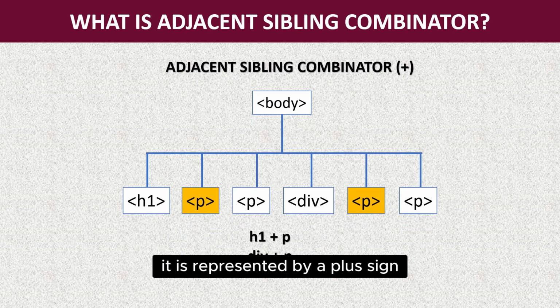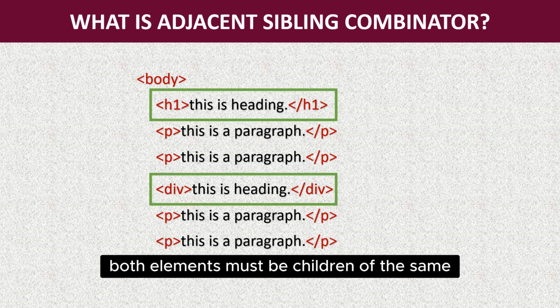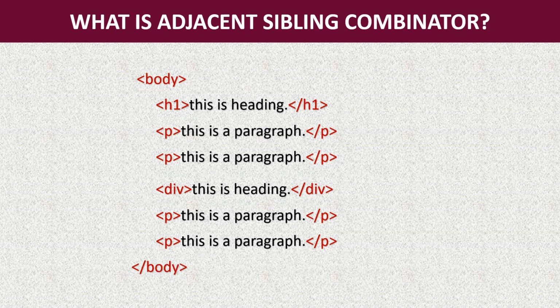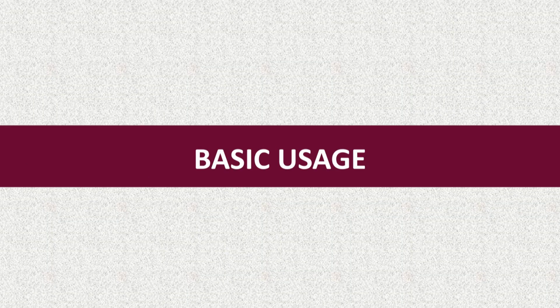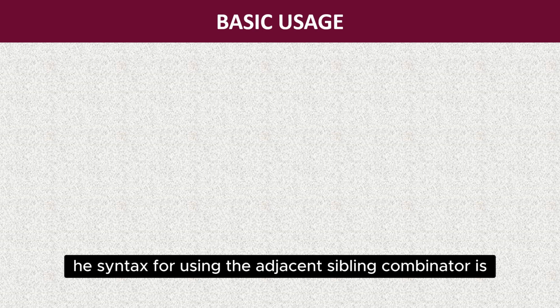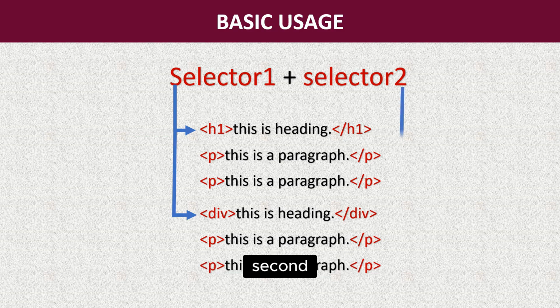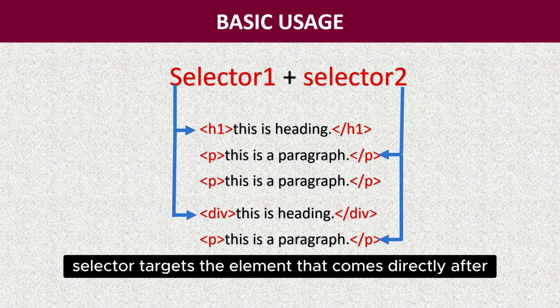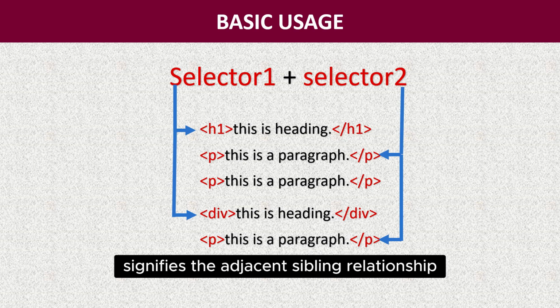It is represented by a plus sign. And remember the points. Both elements must be children of the same parent element. The targeted element must come immediately after the first element. The syntax for using the Adjacent Sibling Combinator is: first selector targets the first element you want to match. Second selector targets the element that comes directly after first selector. The plus symbol signifies the adjacent sibling relationship.